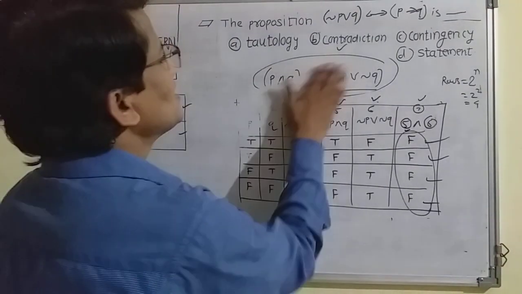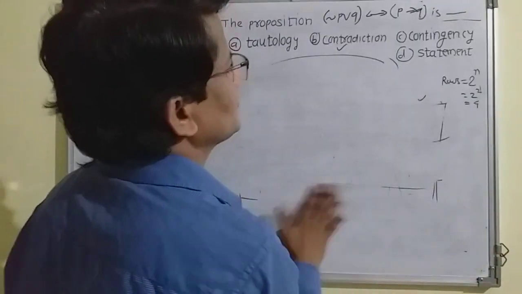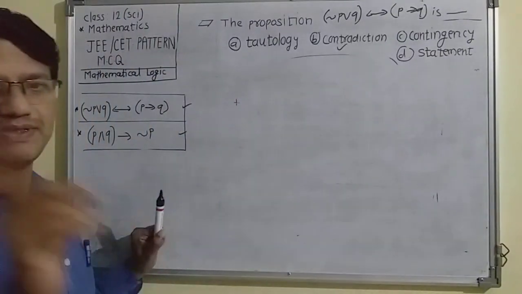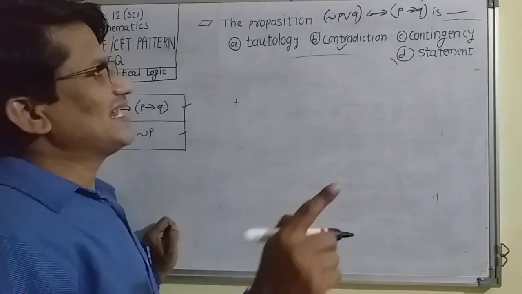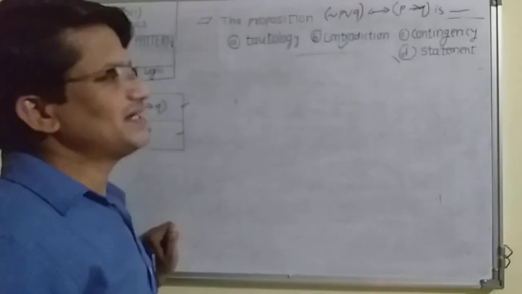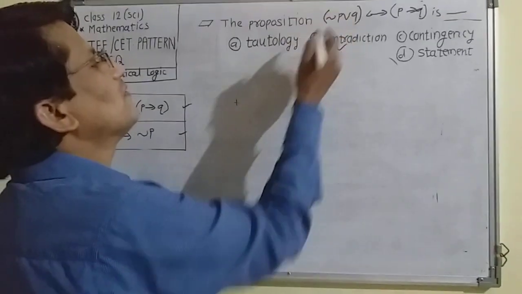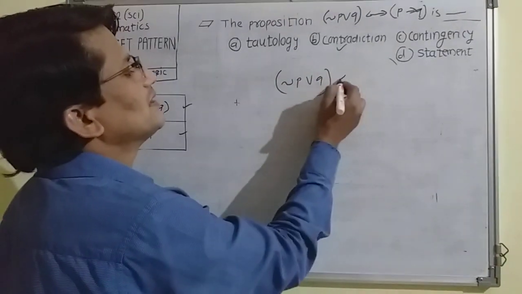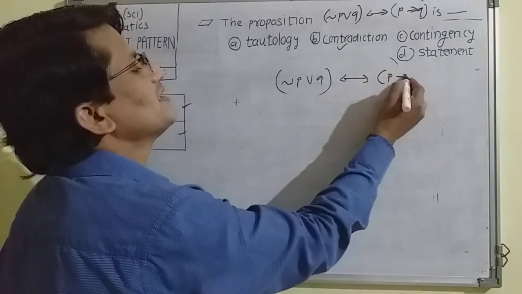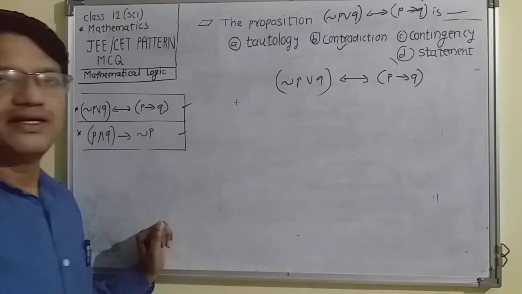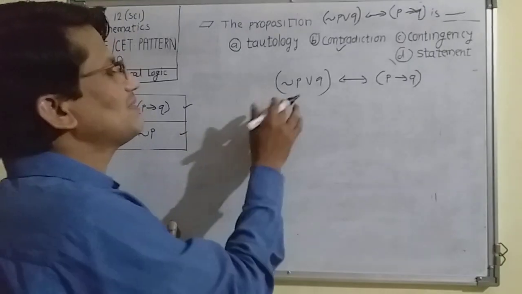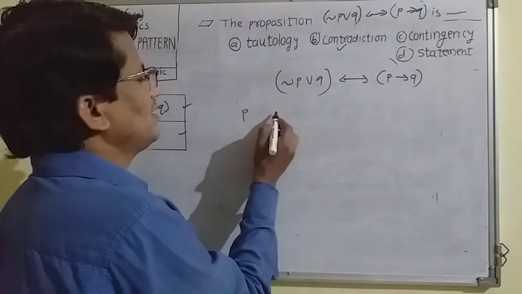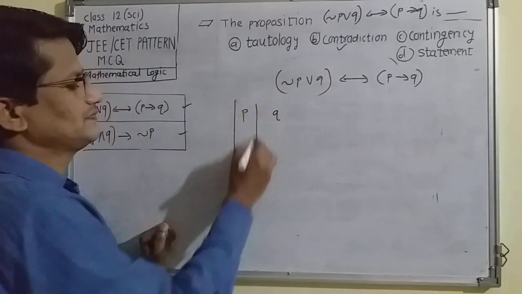For the answer of this, we have to construct the same type of truth table. You can also check the answer of this, but I am going to solve this here. What is the statement? Negation P or Q, double implies P implies Q. Okay, so let us construct the truth table. Just observe the operands here, P and Q. Here P, after that Q.